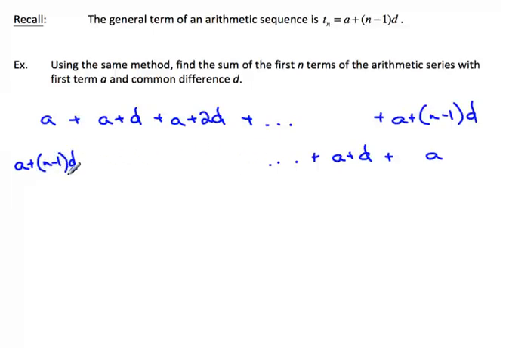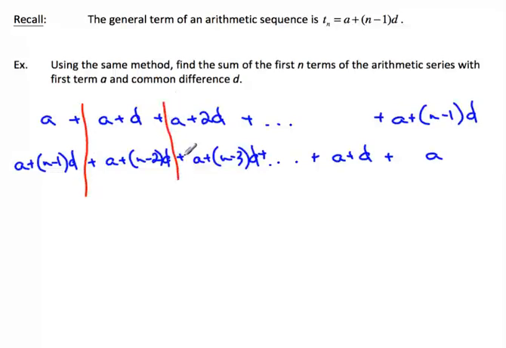The term before the last in the series has one less difference added to it. One difference less than n minus 1 differences is n minus 2 differences. So the second to last term in the series would be a plus (n minus 2)d, and the third to last term in this series would be a plus (n minus 3)d, etc. Now we've got columns like we did in the previous example.